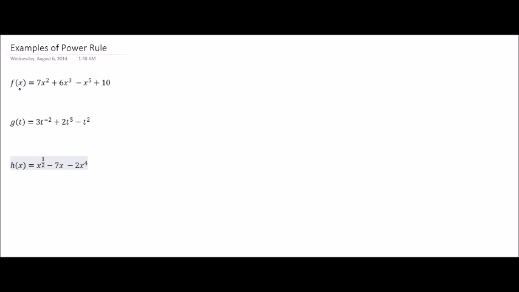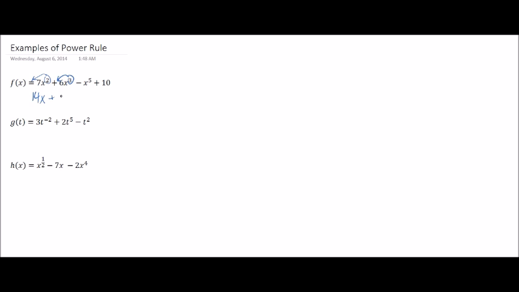The first one here we have f of x is 7x squared plus 6x cubed minus x to the fifth plus 10. So why don't we go ahead and work through term by term. I'm going to multiply the 2 to the front here. We're going to get 14, and then we're going to reduce the exponent from 2 to 1, so we get 14x.